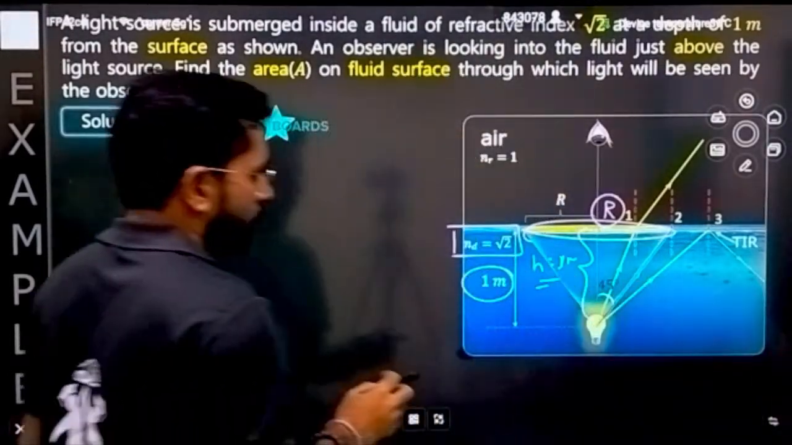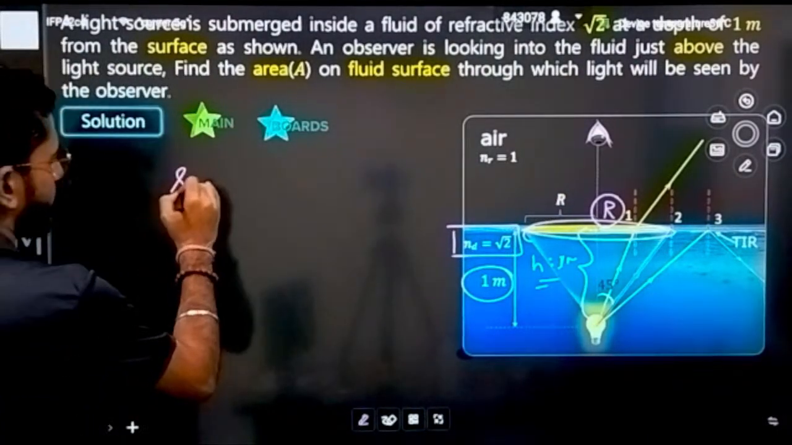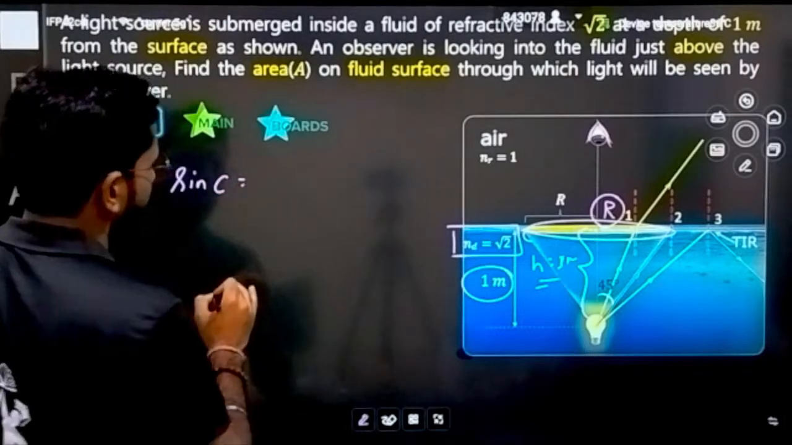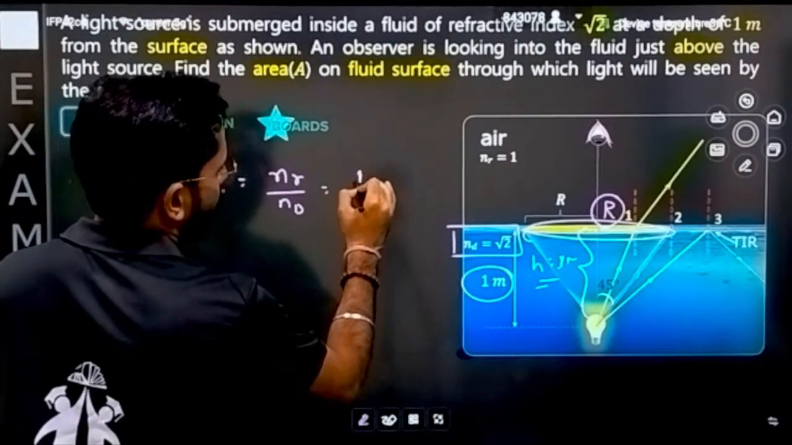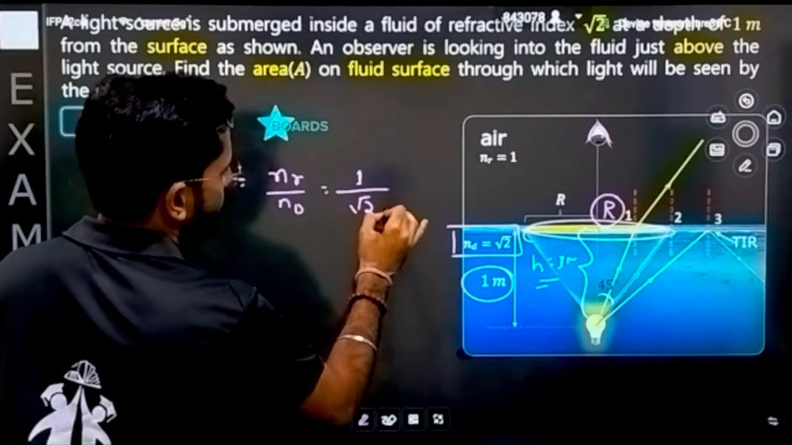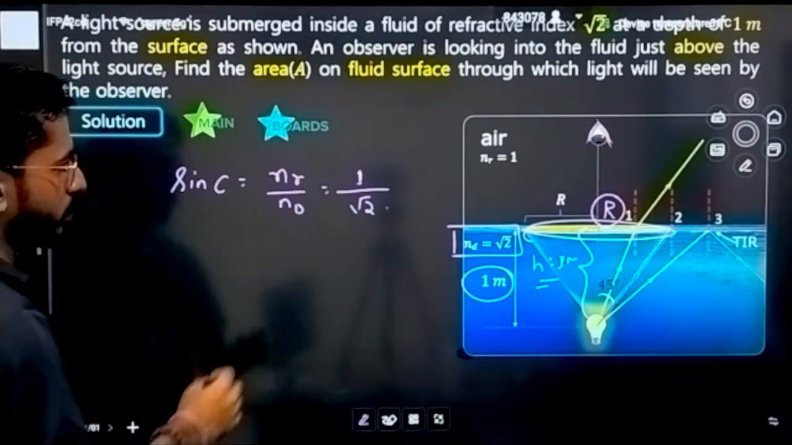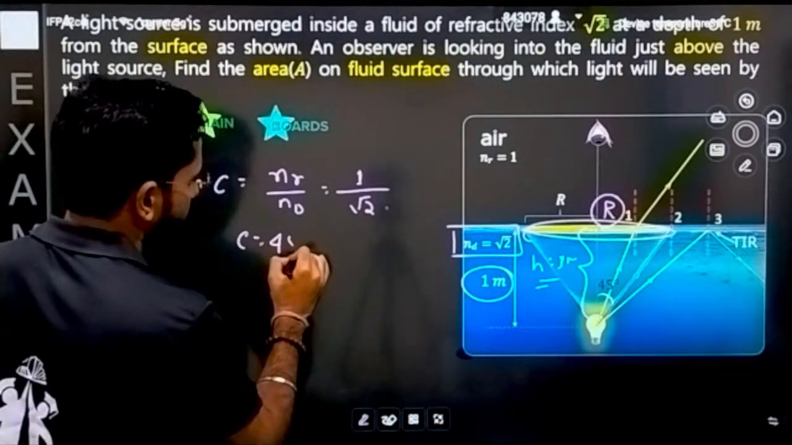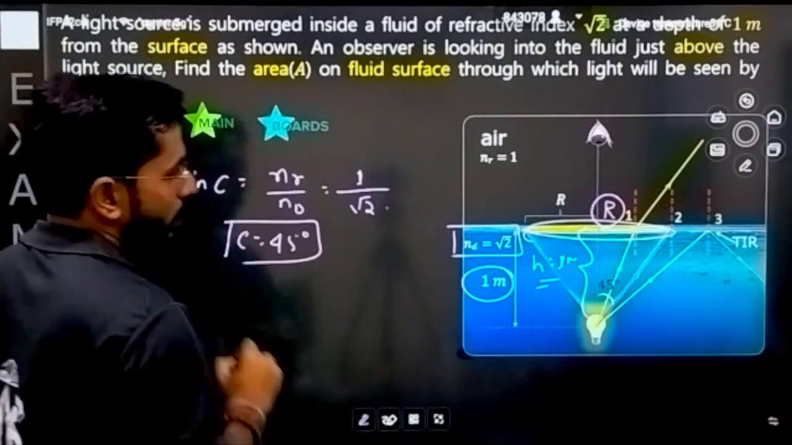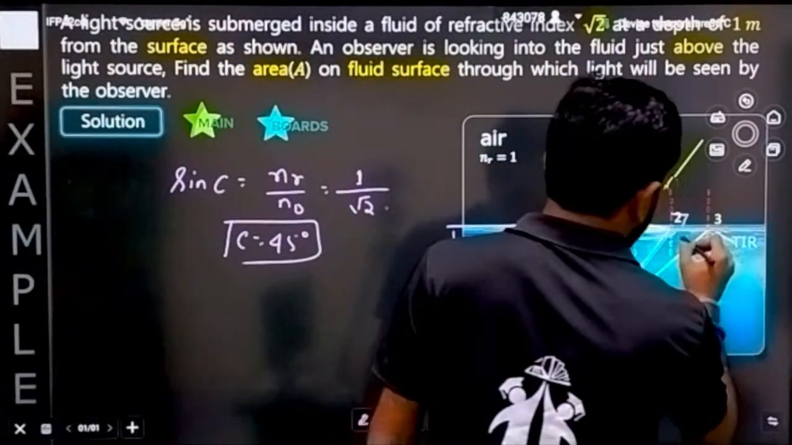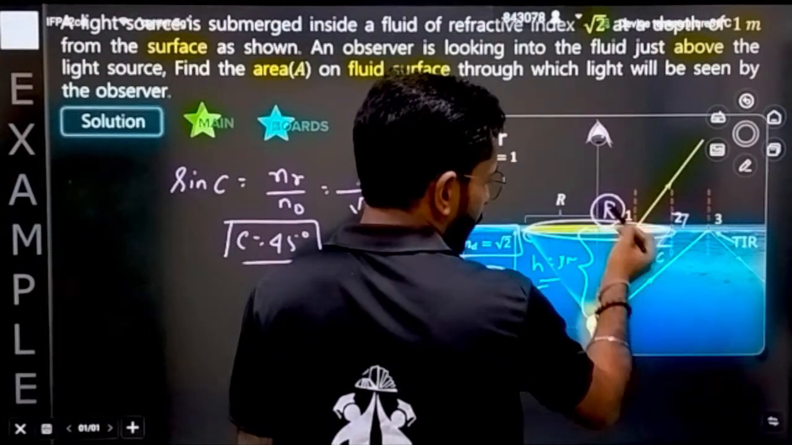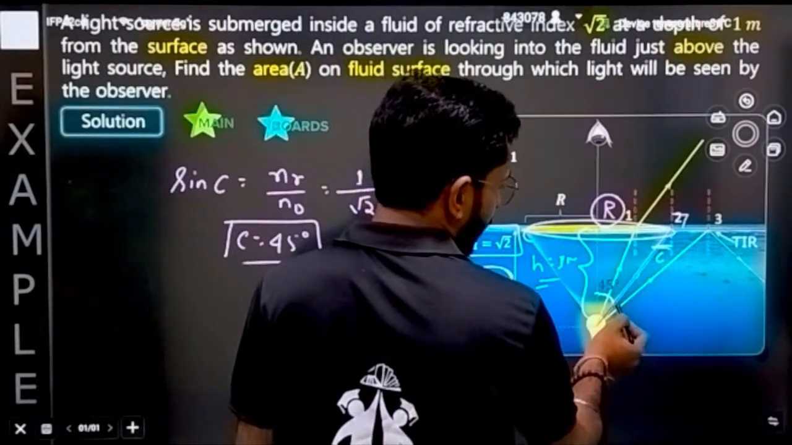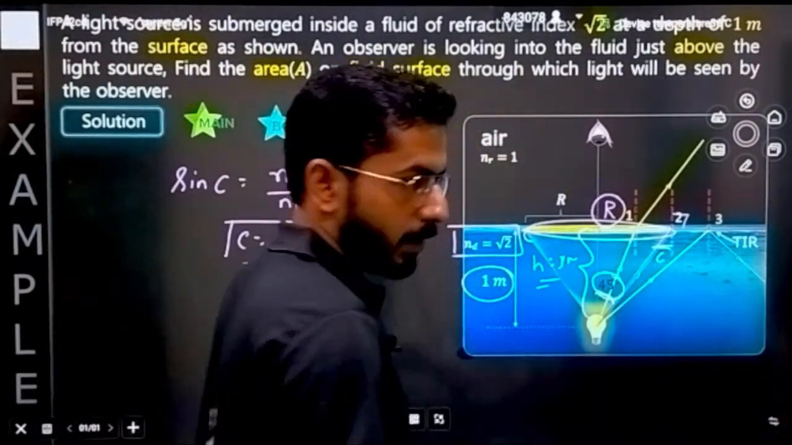See, now firstly calculate the critical angle. What will be the critical angle? Critical angle will be equal to n of rarer medium divided by n of denser medium. Rarer medium is air, 1, denser medium is root 2. That means C is equal to 45 degrees. Okay. See, here I will say this angle is C. This is 45 degrees. Now, if this line is parallel, that means this angle and this angle are equal. That means this will also become 45.